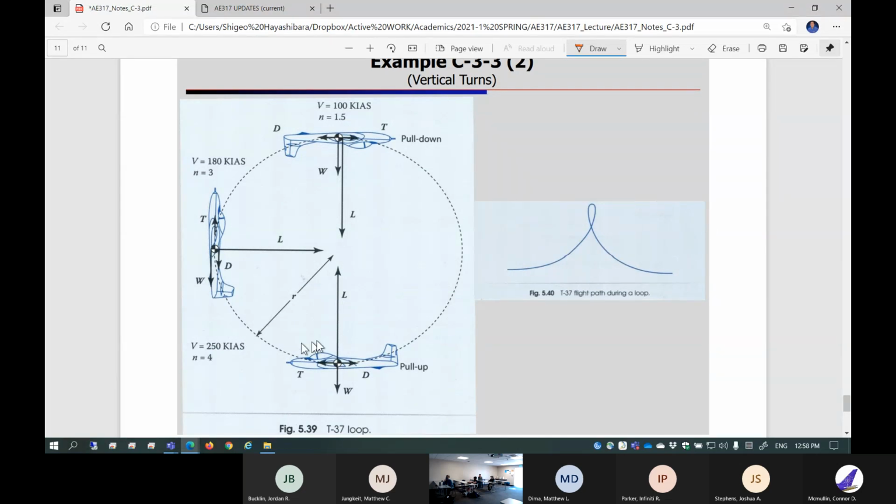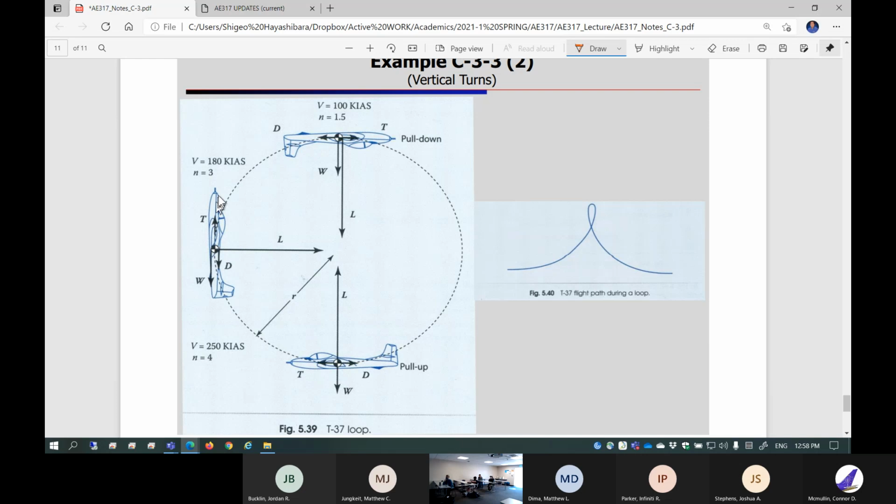So this is the 4G pitch up turn, pull up. Then you keep going, and then you're reaching here. This is a load factor of 3, reduced load factor, and the airspeed you lost from 250 to 180. Okay. So from here to here, you can determine the radius, okay, and the rate of turn also.